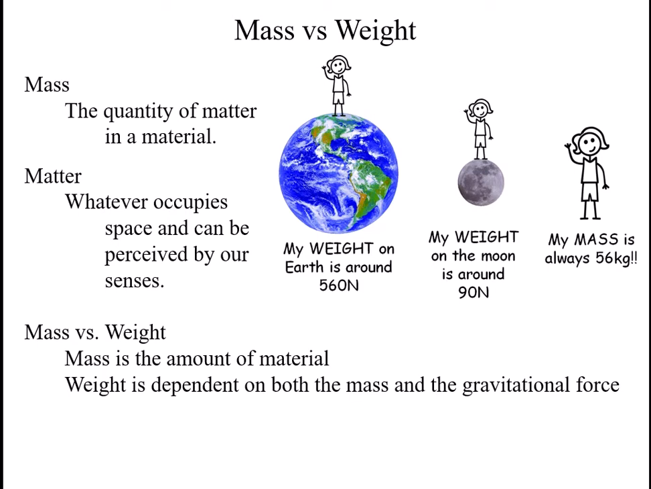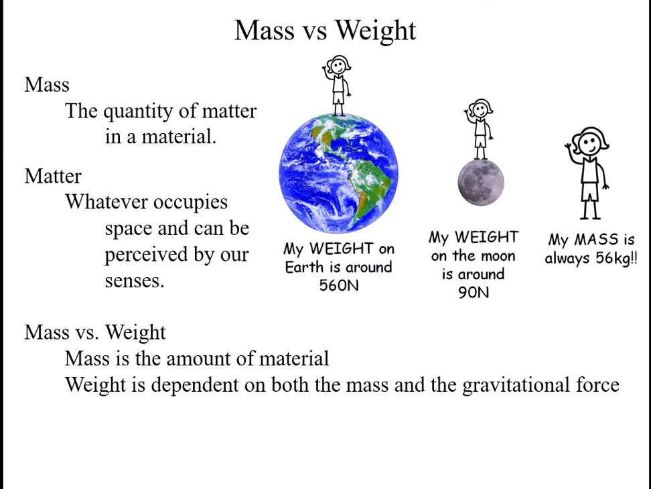Okay, section 1.3 is the law of conservation of mass. Before we get to that, however, we need to understand the difference between mass and weight. Mass is the quantity of material, or the amount of matter in a material. Matter is whatever can be sensed. We already said that's what matter is. So it occupies space and can be perceived by our senses.